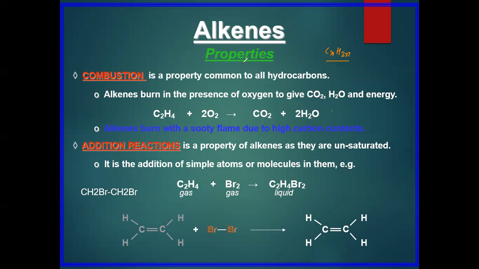So the first chemical property of alkenes is combustion. Combustion is basically the burning of fossil fuel. When we burn methane, ethane, propane, like alkanes, similarly we can burn alkenes. For example, we take ethene, that is C2H4. This is the first member of alkene.